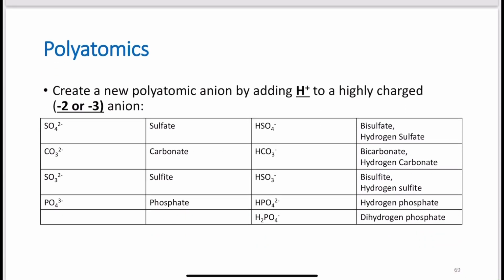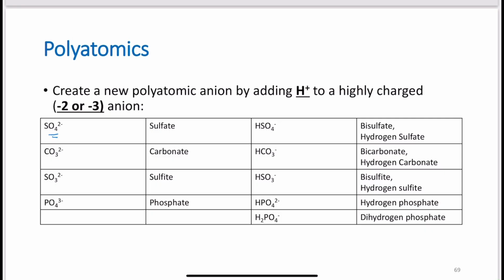Okay. So again, just going back through those hydrogen and bi words that I was talking about, you can create a new polyatomic anion by adding H plus to a highly charged one. Highly charged means -2 or -3. I know it doesn't sound very high to you, but for these species it is. It means it's gained at least 2 extra electrons, or 3. However the compound came together, it's negatively charged.